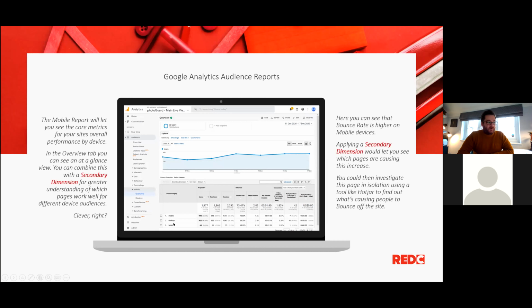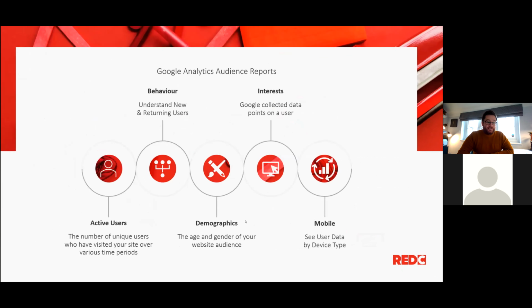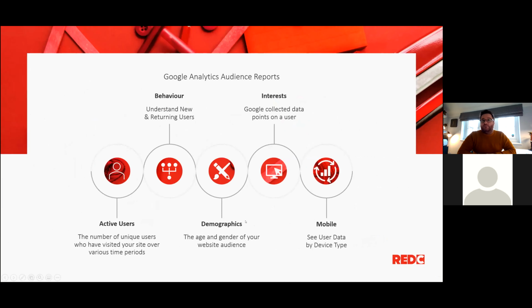So if I was to add a secondary dimension to mobile and view what landing pages, and I could see that the bounce rate was high as it is there, I could then do some further investigatory work and see what was causing that issue. You could use a tool like Hotjar for that. It's free, and you can see if there's any issues on page.